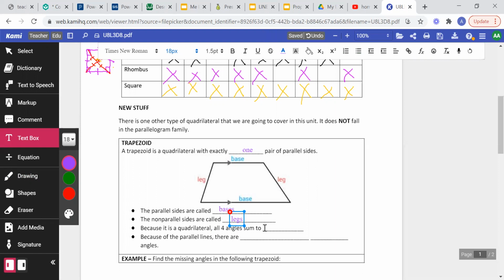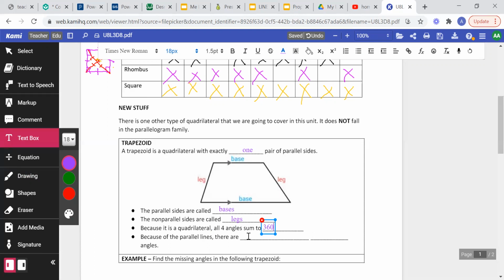So because it's a quadrilateral, the angles sum up to 360. Because in a four-sided figure, to get the sum of interior angles, you're gonna do what? N minus 2 times 180. N is 4 here, 4 minus 2 is what? 2. 2 times 180, 360. So the sum of all angles add up to 360.